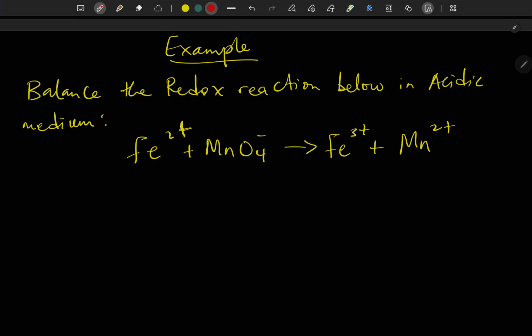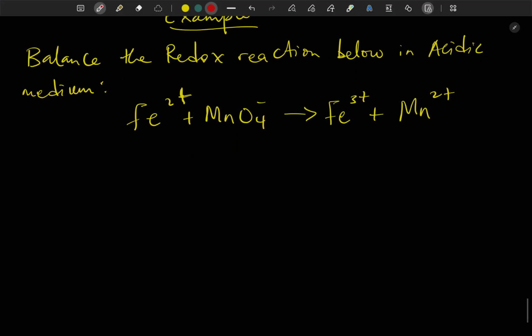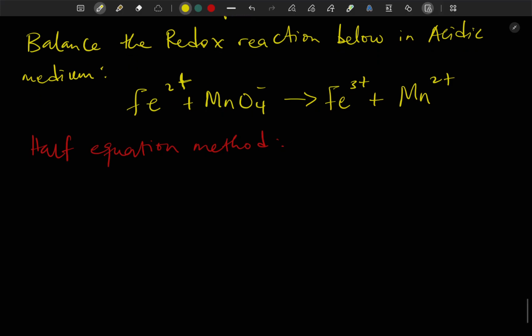So let's look at this example. Balance the redox reaction below in acidic medium. Fe2+ plus MnO4- gives Fe3+ plus Mn2+. So we are using the half equation method. Like I said earlier, we are using the half equation method. So using the half equation method, we are going to split this reaction into two half equations, which is the oxidation and reduction.